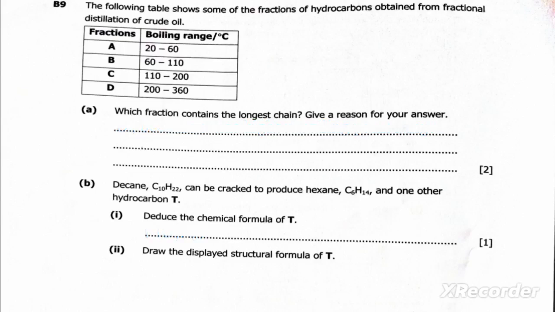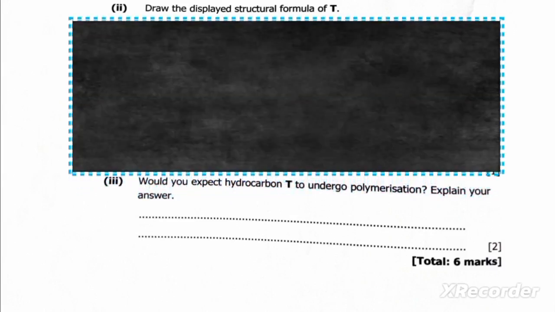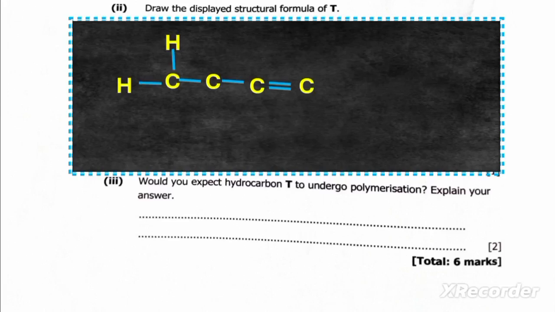Let us move to the next question. Draw the displayed structural formula of T. So they want us to draw the structural formula of T. We are going to say carbon, this one is bonded to hydrogen, hydrogen, hydrogen, hydrogen, hydrogen, and to one hydrogen, bonded to 2 hydrogen atoms. So we have come up with the structural or displayed formula. This is the displayed formula of T.